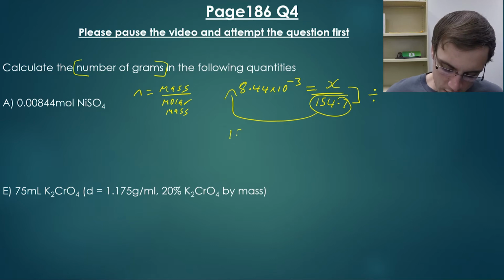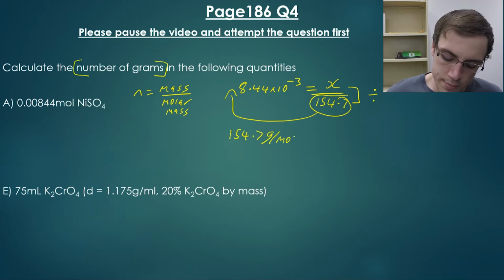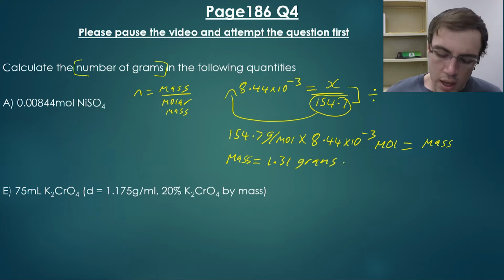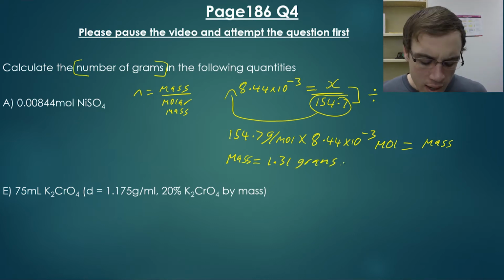So we have 154.7 grams per mole times 8.44 times 10 to the minus 3 mole is equal to the mass. So the mass is equal to 1.31 grams. So that's a nice and simple one.